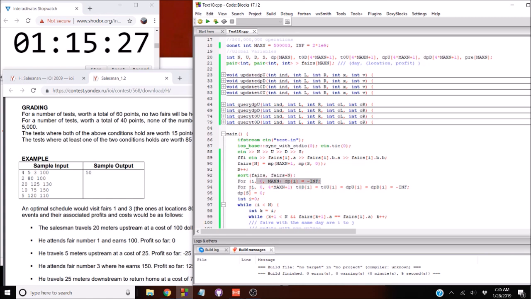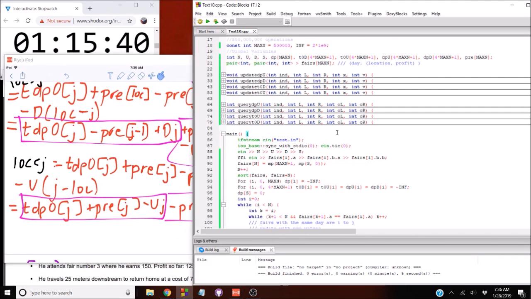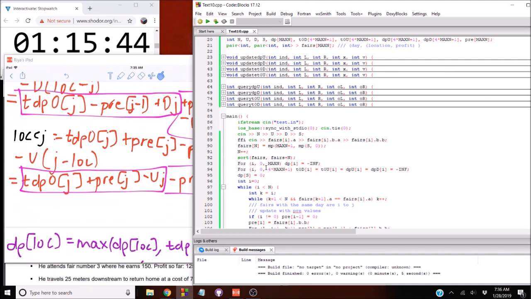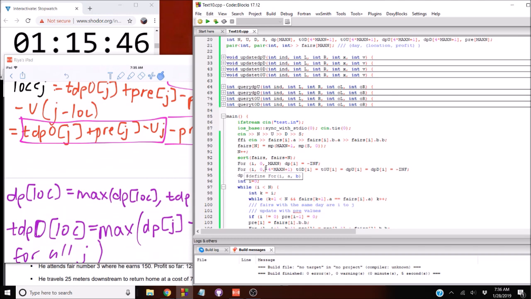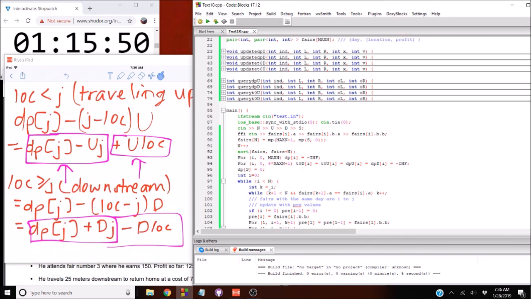Oh, okay. Here's the thing. I said DPS equals 0, but I didn't update the corresponding seg trees. I need to update. This thing will load. I need to update. Still on. Okay, there we go. I need to update the DPU and DPJ.